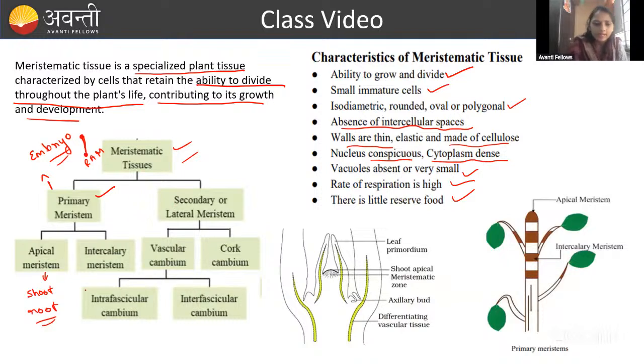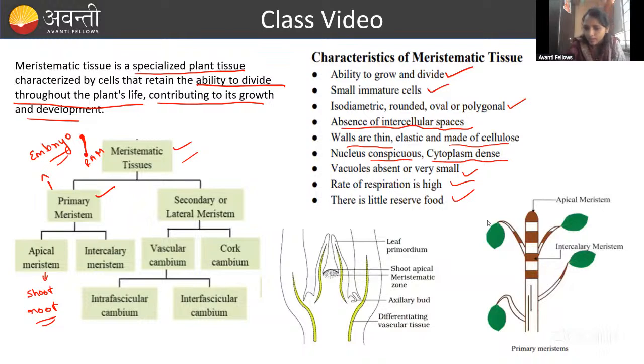Okay. Then, can anyone tell me, guys, in the root, is a cuticle present or not? Does the root contain cuticle? No, right? Root does not contain cuticle, because cuticle helps to regulate transpiration, right? So that's why it does not contain cuticle. Remember that. Okay, fine. Root apical meristem and shoot apical meristem.